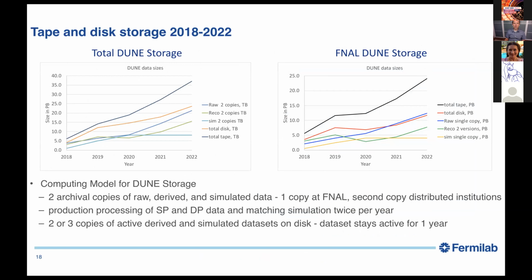As far as tape and disk storage projections going out to 2022, I've given you a little bit of description, 2 archival copies of the raw, derived, and simulated data. What does that come out to? It's going to end up being about 37 petabytes of data for the total DUNE storage, and approximately 23 petabytes of disk storage so that we can serve all of that data for rapid processing.